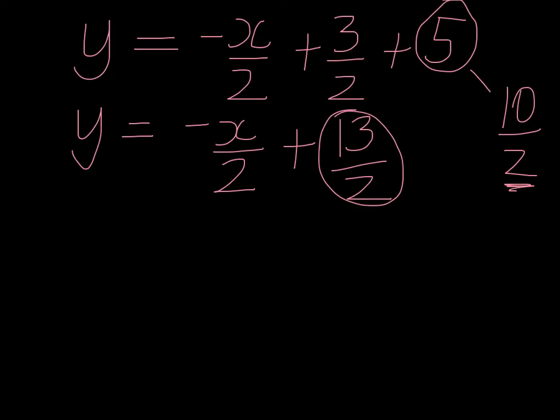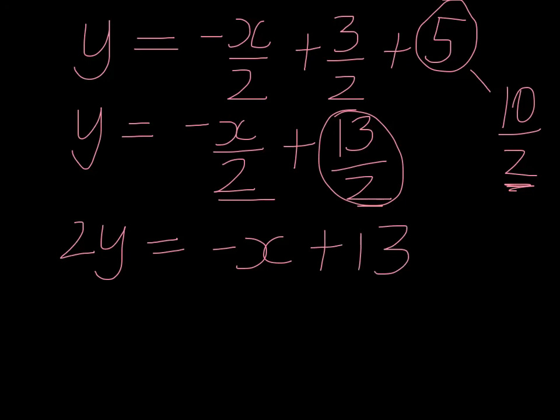Okay, now because our question was given to us in standard form, we should give our answer in standard form. So we can see here, we've got a denominator, we're dividing by 2. I'm going to get rid of that denominator and multiply by 2 for the whole equation. So we'll end up with 2y equals negative x plus 13.